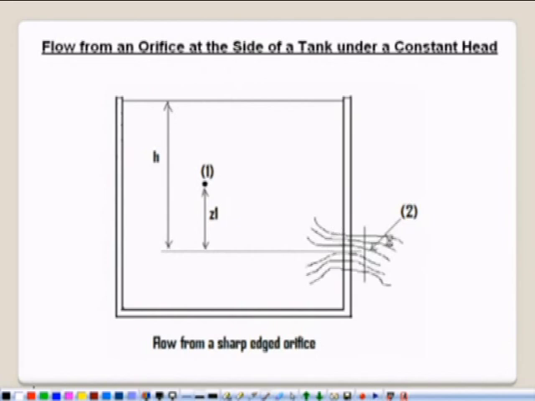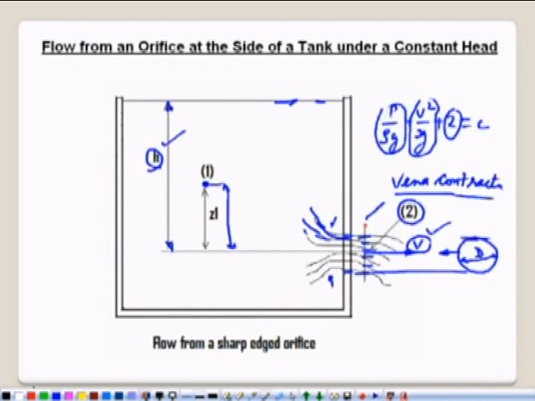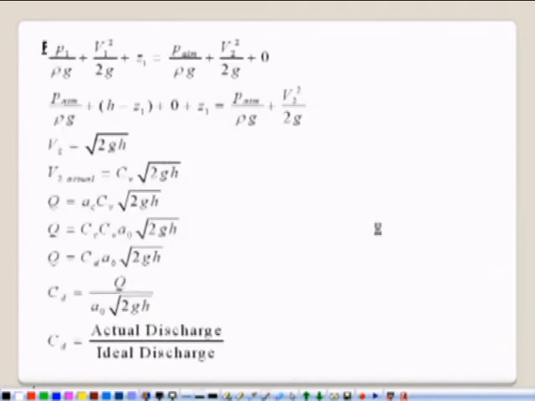At this point number 2, the pressure is atmospheric because the fluid has come out of the tank. So the pressure head is P atmospheric divided by rho g, plus, if we designate the velocity at the vena contracta as V2, V2 square divided by 2g, plus 0, because with reference to this level we are calculating the Z1.